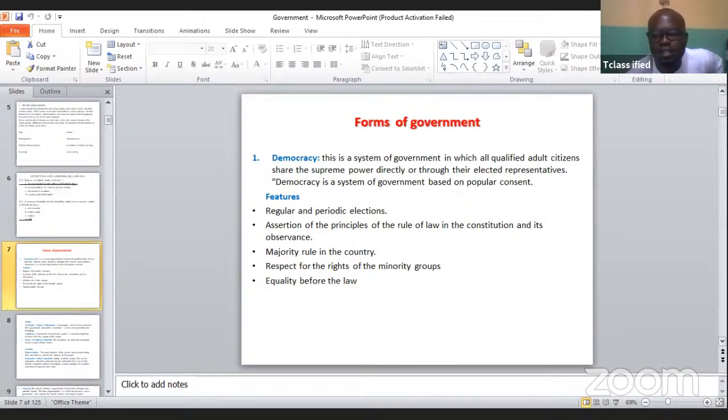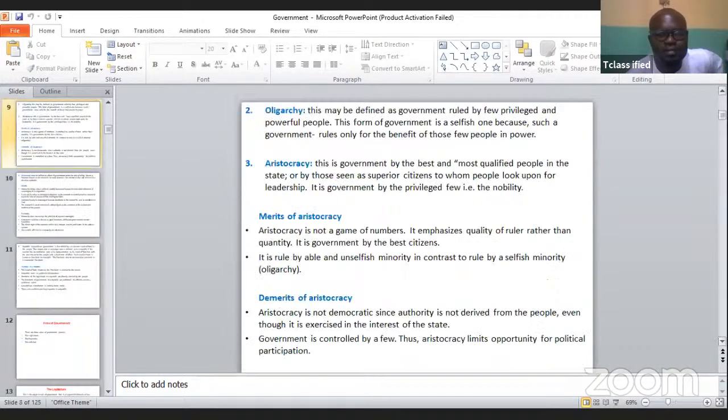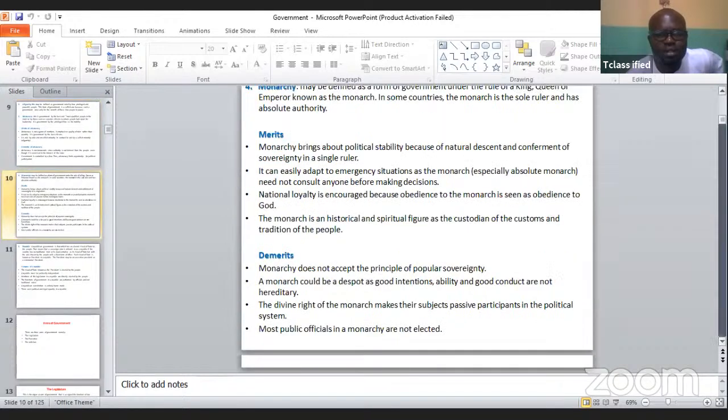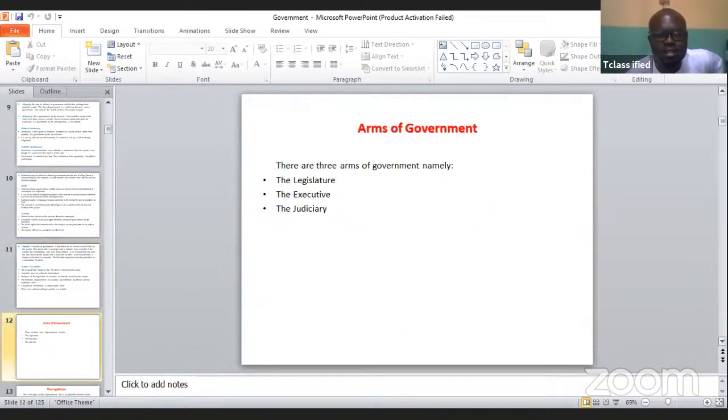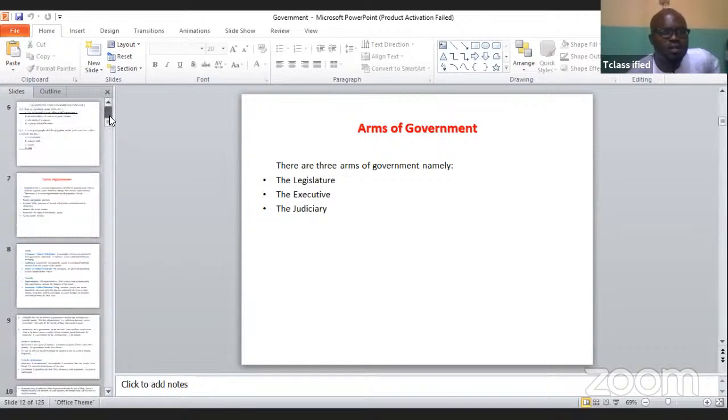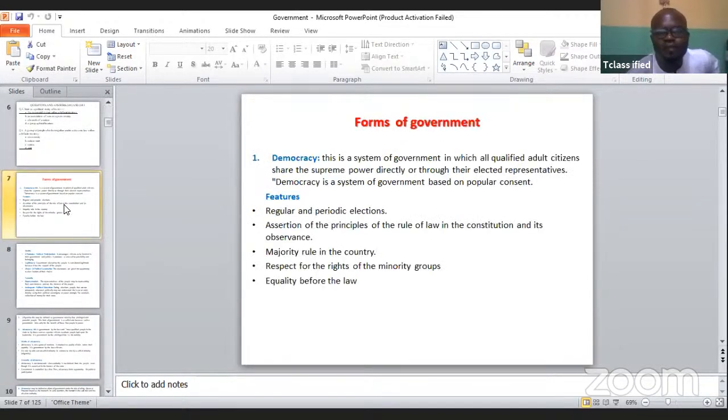Okay, no, I think we looked at arms of government. Okay, so let's look at forms of government today. That's what we're going to be looking at today. Okay, we have what we call democracy, which is what we are supposed to be practicing here in Nigeria.